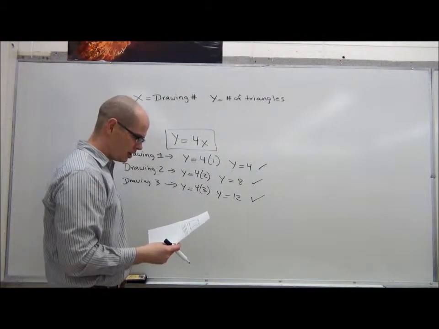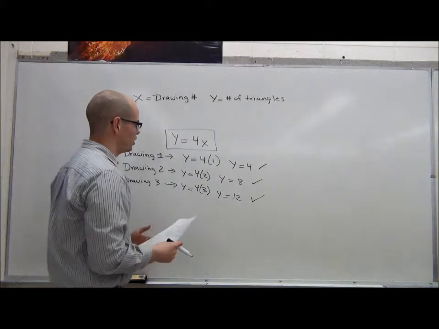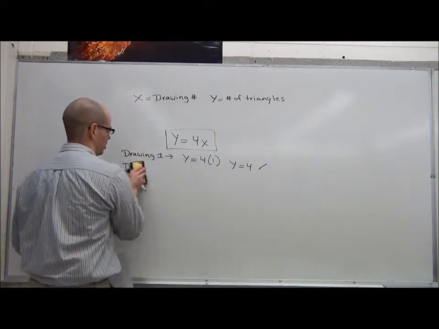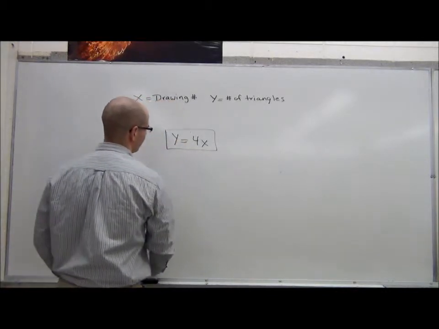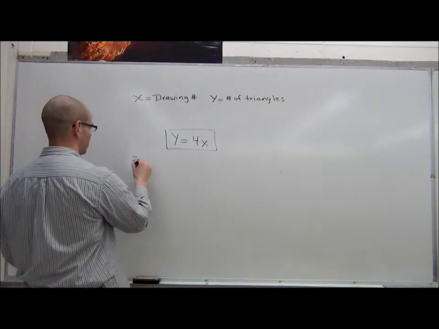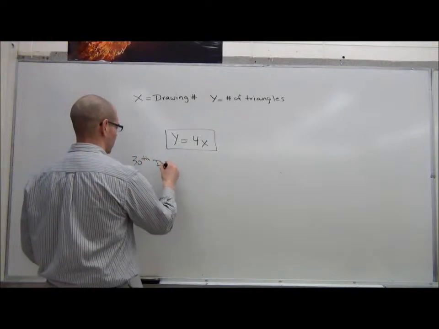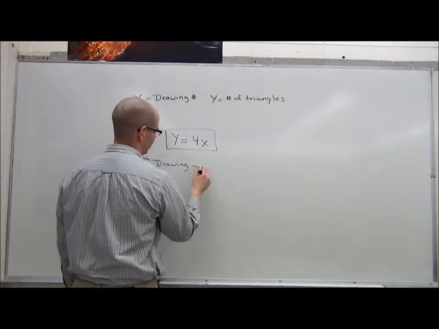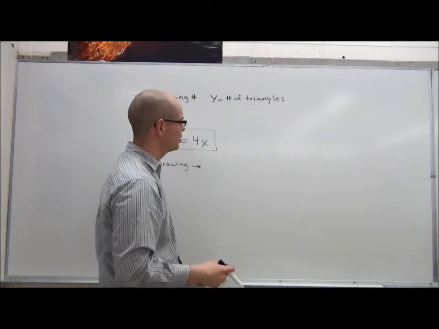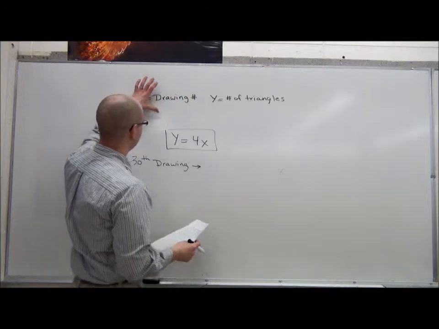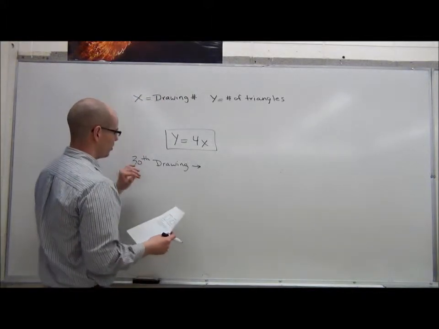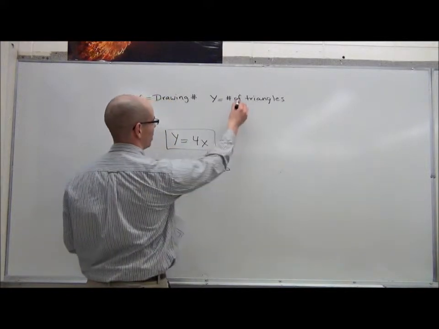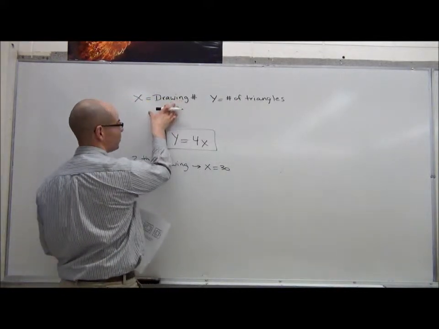C, I need to use my equation to estimate the number of triangles in the 30th drawing. Okay? So I'm going to erase my checks here. This was just to confirm. 30th drawing. Again, it's so important that you define your variables, and putting it right in front of you just makes it that much more obvious. So do yourself a favor, define your variables clearly. My drawing number is my x. So if I want the 30th drawing, that means I want to see when x is 30, what is y? How many triangles do I have if I'm on the 30th drawing?